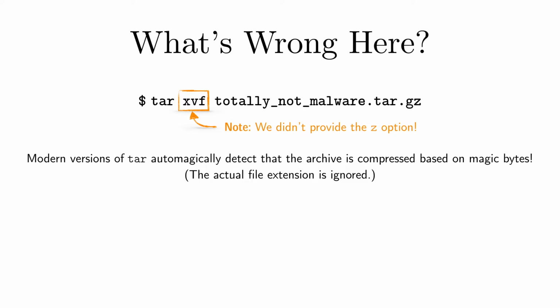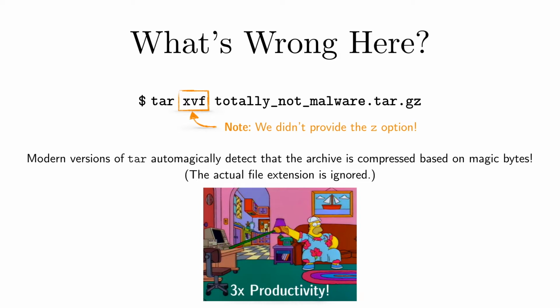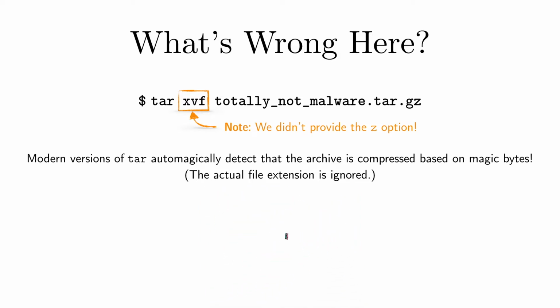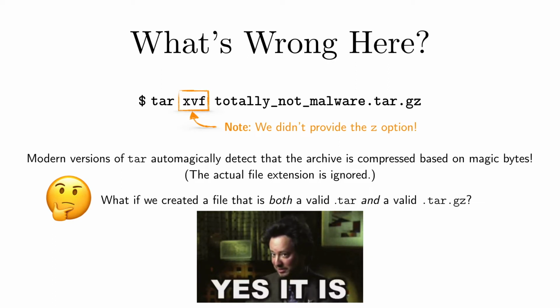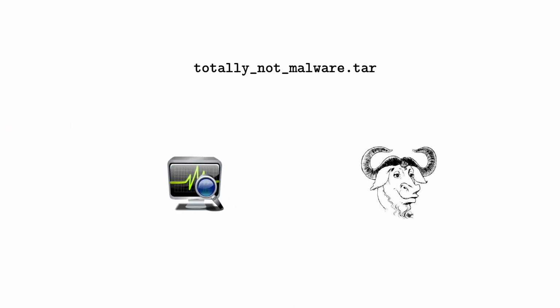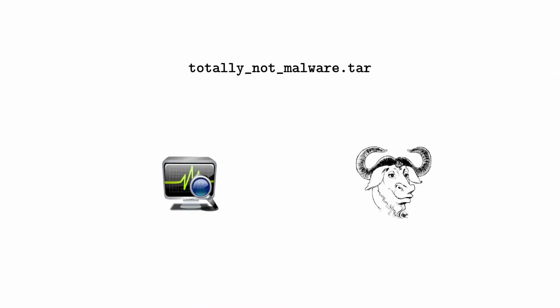So when I first discovered this feature, it like tripled my productivity. But it got me thinking, what if we created a file that's both a valid tarball and a valid tar.gz at the same time? Well, it turns out that is possible. And if you were to do that, it creates the opportunity to induce schizophrenia in the various implementations.